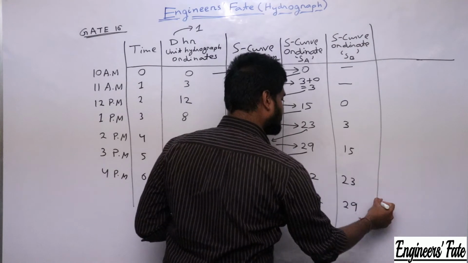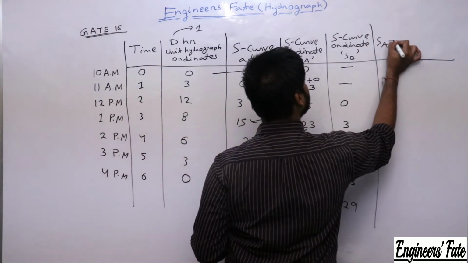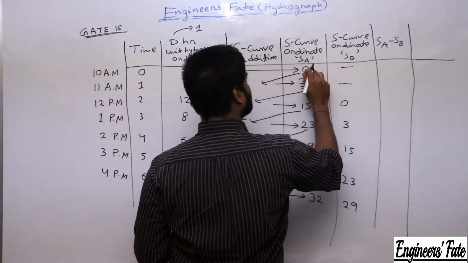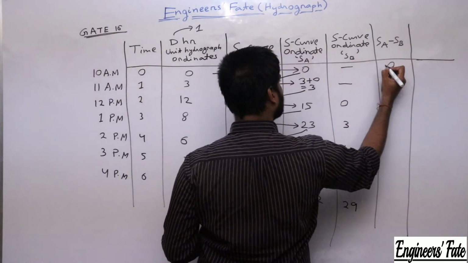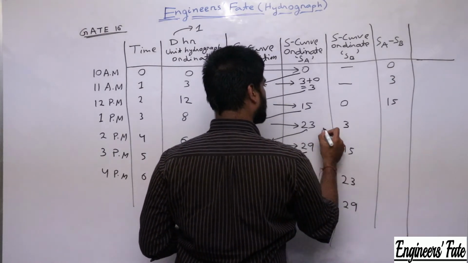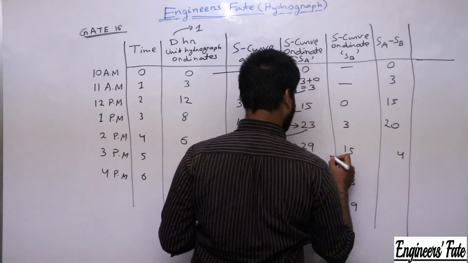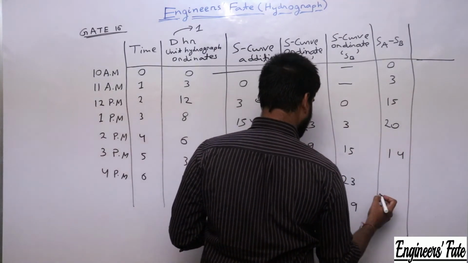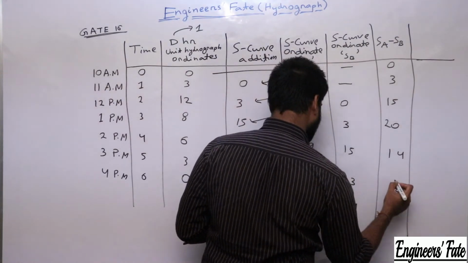Then the next step is SA minus SB. So just subtract this column from this column. So 0, 3 minus 3, then 15 minus 0 is 15, 23 minus 3 is 20, 29 minus 15 is 14, and 32 minus 23 will be 9.